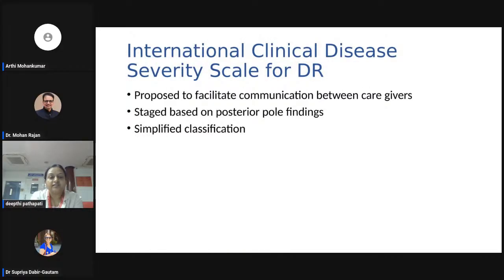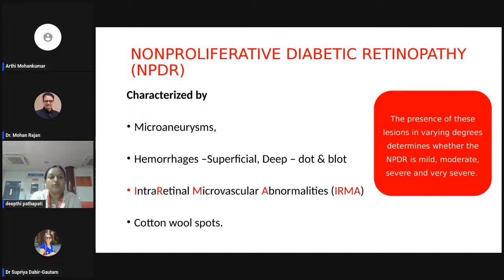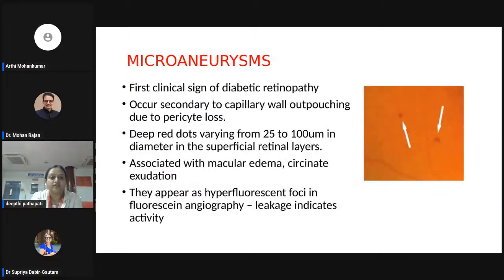The International Clinical Disease Severity Scale for diabetic retinopathy has been proposed to facilitate communication between caregivers, and it is a simplified classification of non-proliferative diabetic retinopathy (NPDR) and proliferative diabetic retinopathy (PDR). Now, NPDR is characterized by microaneurysms, superficial and deep hemorrhages, IRMAs (intraretinal microvascular abnormalities), and cotton wool spots. The presence of these lesions in varying degrees determines whether it is mild, moderate, severe, or very severe.